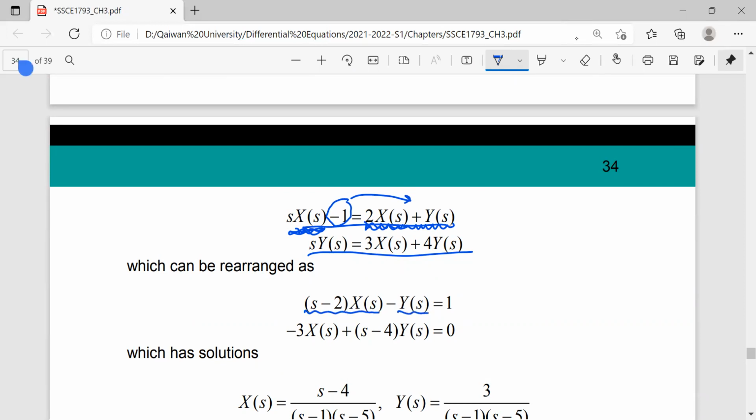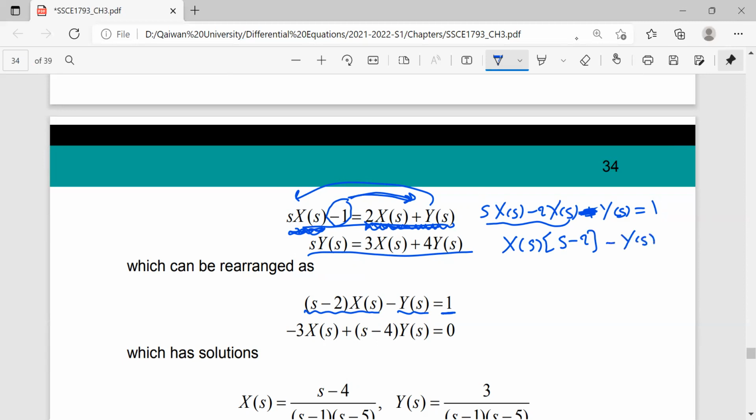x of s minus y of s equals 1. Here we move this negative 1 to the right hand side in the first equation, and move these two terms to the left hand side. We get s x of s minus 2x of s minus y of s equals negative 1, so equals plus 1. When you move negative 1 to the right, it becomes positive 1. Now between these two, x of s is the common factor. What's left? s minus 2. So you get s minus 2 times x of s minus y of s equals 1. This is the first equation.